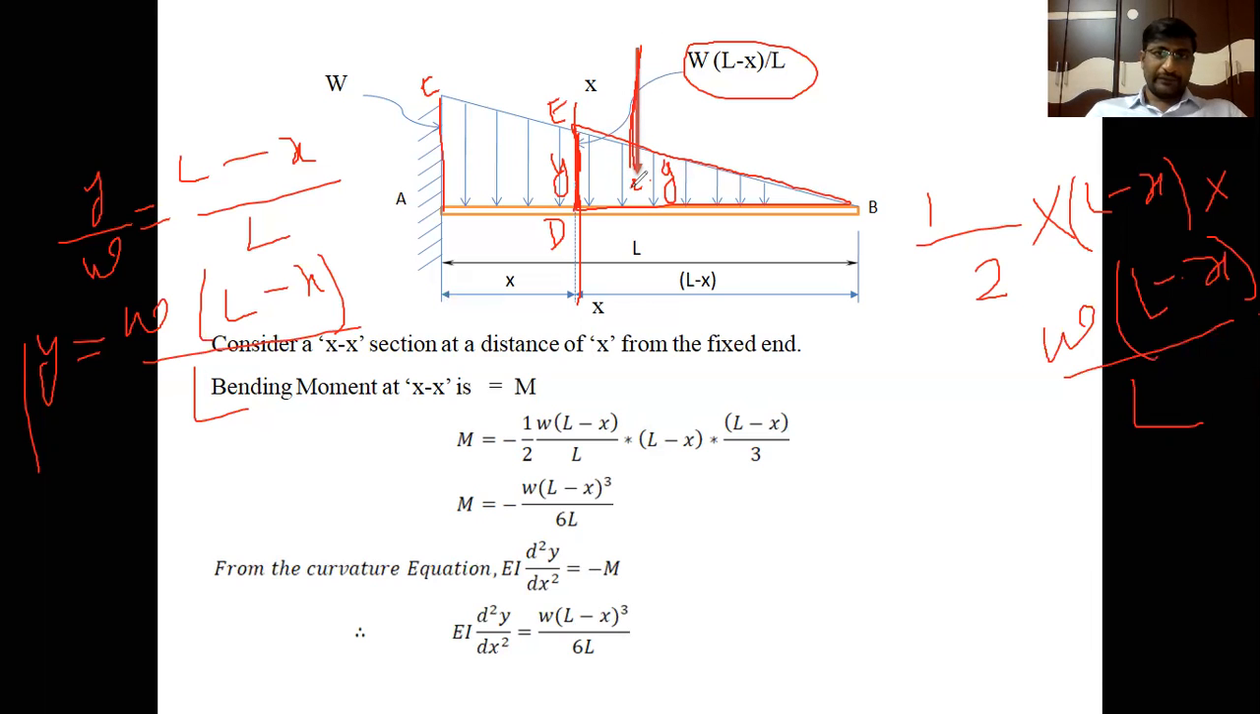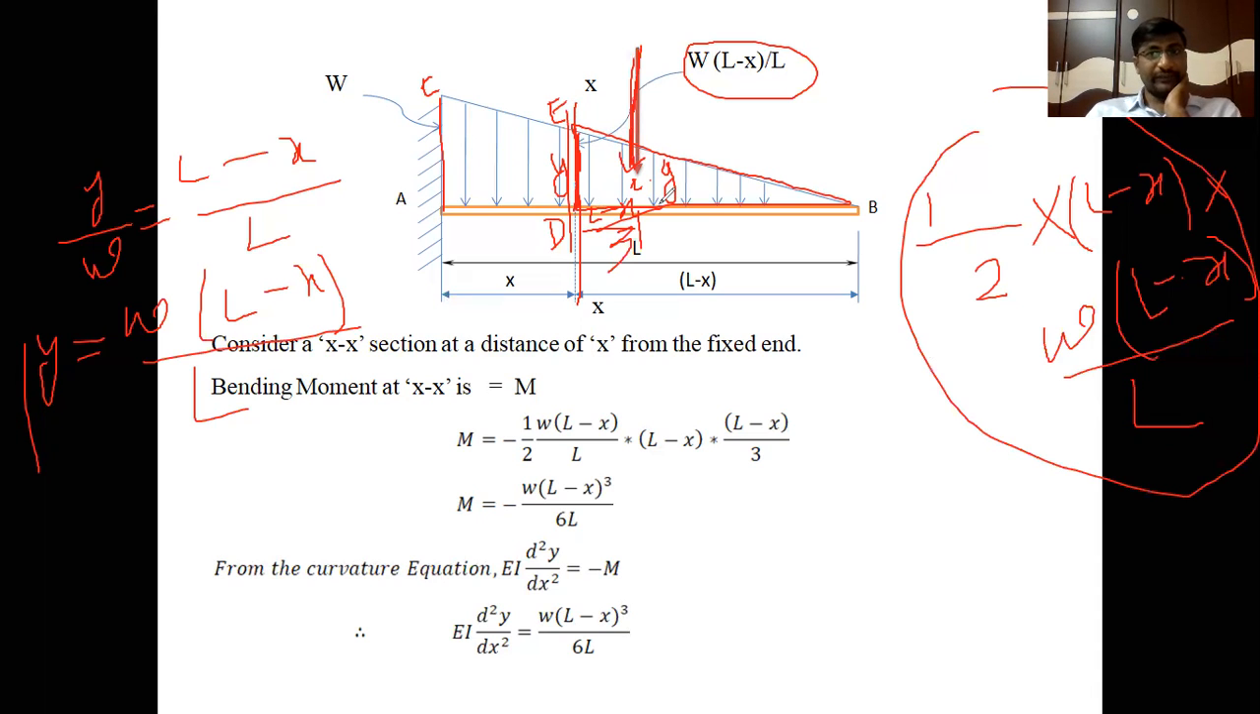That center of gravity will be located at a distance of length by 3 from the base. So what is the length of the triangle? For the triangle, it is L minus X. So at a distance of 1/3, that is L minus X by 3, it will act. So from the section to the concentrated load, the load which is acting at the center of gravity is L minus X by 3. So this is the load acting on the right side. This is the distance at which the load is acting from the section.